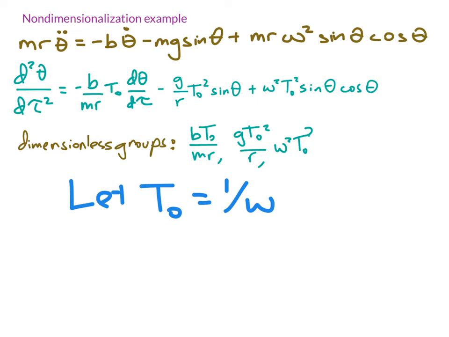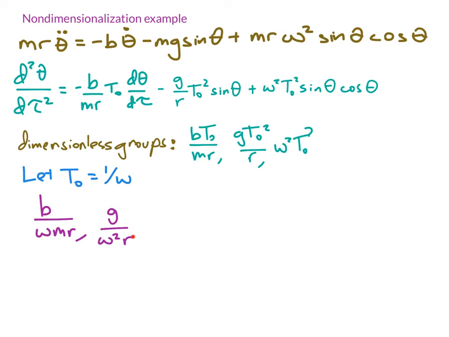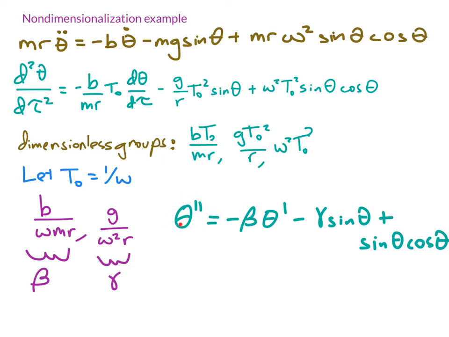I'm going to go ahead and substitute this t0 back into my other groups. Here are my new non-dimensional groups, the ones that are left after doing this substitution. The next step is to assign a new parameter to each of these non-dimensional combinations and rewrite our equation. I'll always choose a Greek letter for these new non-dimensional parameters, so I'm going to call this one beta because it had a b in the numerator, and I'm going to call this one gamma because it had a g in the numerator. Here's my final equation.